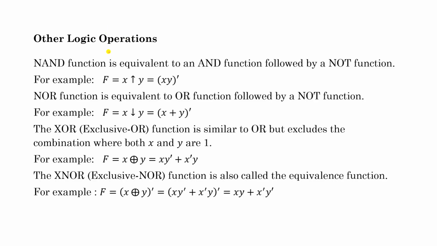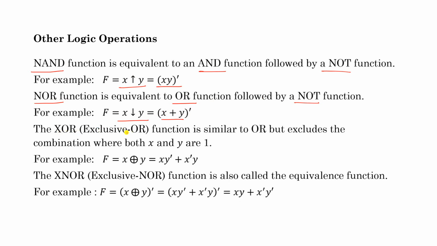Now some other logical operations. NAND. This is basically equivalent to AND followed by a NOT, that is x y dash, NOT of AND. We use this symbol to denote NAND. NOR. This is equivalent to OR followed by a NOT, that is x plus y, the OR of x and y, and negation. We use this symbol for NOR.